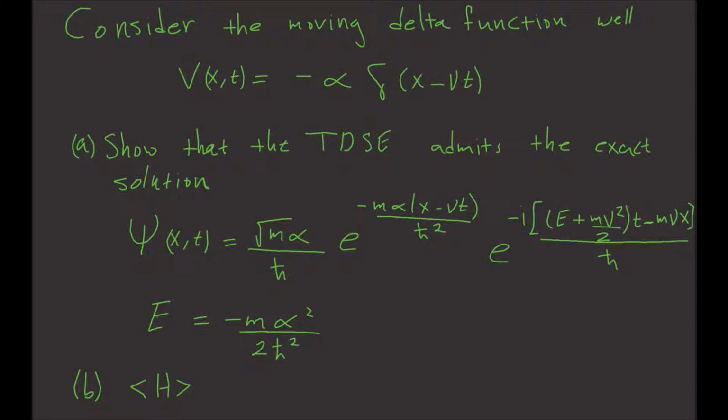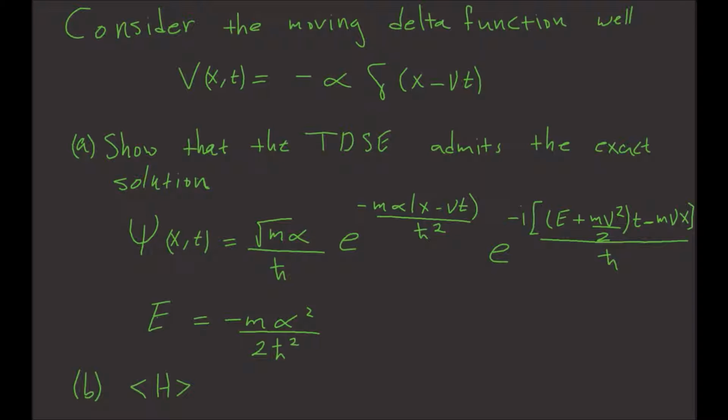Let's do one example where we review the delta function. So in here, let's consider the moving delta function. V of x and t equals minus alpha, which has units of 1 over length, remember, times the delta function, delta of x minus vt, where v is the velocity, so it has units of meters over second.